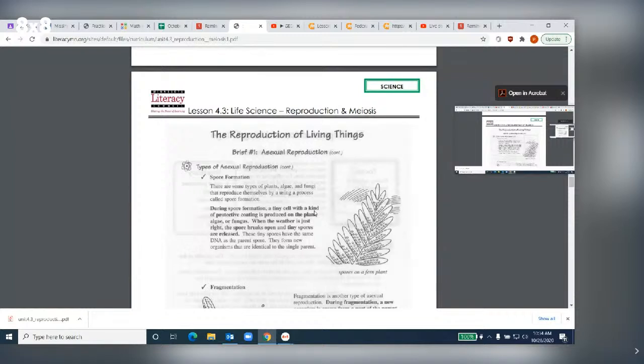And there are some types of plants, algae, and fungi that reproduce themselves by using a process called spore formation. During spore formation, a tiny cell with a kind of protective coating is produced on the plant, algae, or fungus. When the weather is just right, the spore breaks open and the tiny spores release. These tiny spores have the same DNA as the parent spore. They form a new organism that's identical to the single parent.